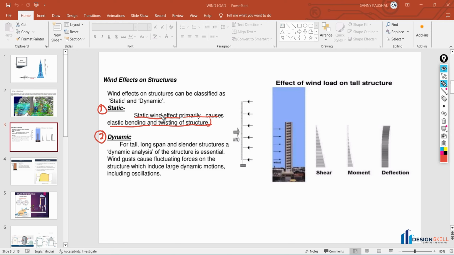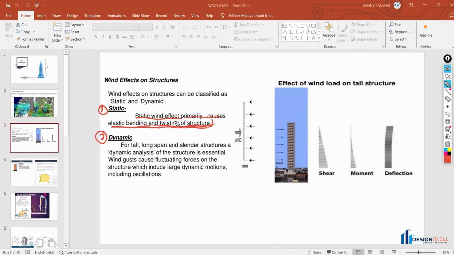So any wind effect which is causing the elastic bending and twisting of the structure, we will call that the static effect of the wind on the structures. Now when any wind effect is causing a dynamic effect, the thing is going to change. The first was the static one, which is causing only the elastic bending and twisting of the structures. Now the question arises: which type of structures will face the static wind effect?